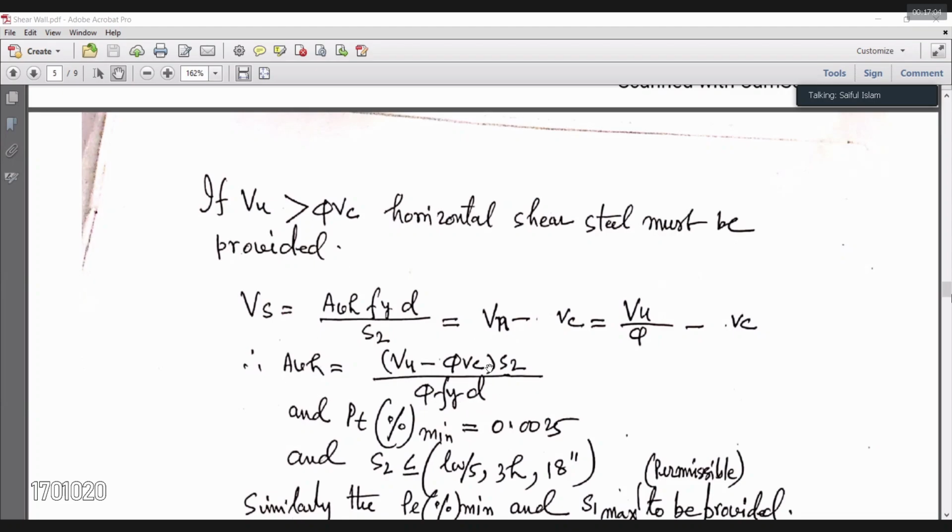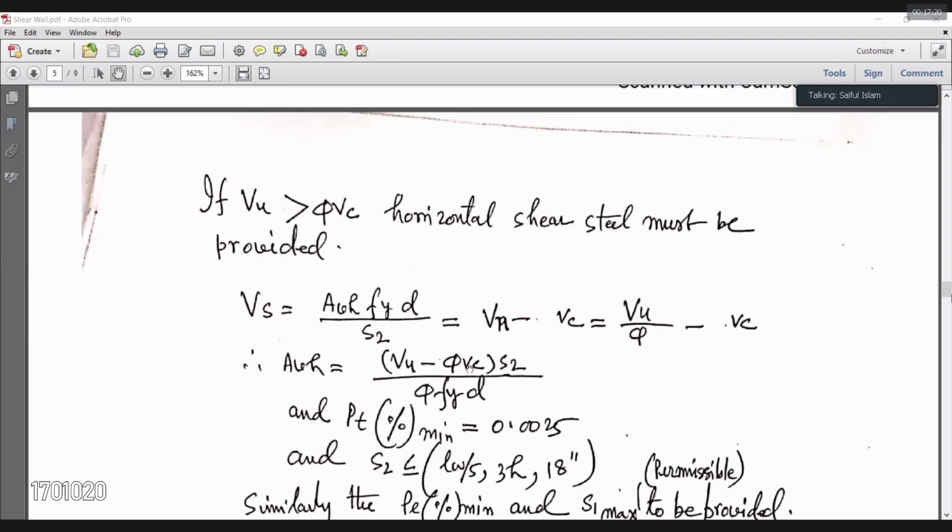So this is the spacing formula. Sometimes in beam design, we derive the spacing S. The same formula we are applying here. Here we are calculating Av. It is expressed in terms of Av equal to this. And in beam design, we generally express S2.